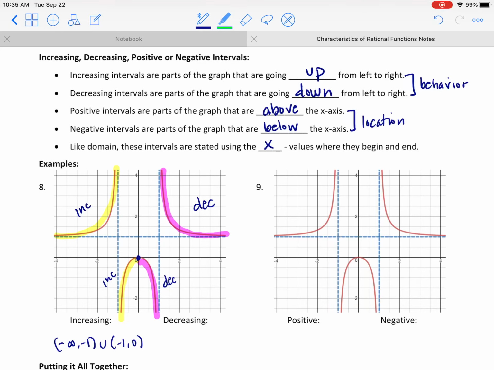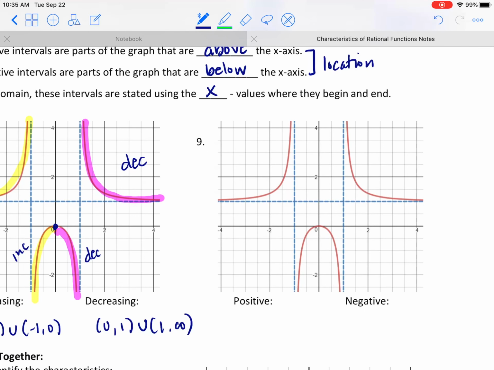Alright, now the next two pieces that are decreasing. So this first piece that's decreasing is over this interval of x values. That's from 0 to +1. And then the other decreasing portion goes with this interval of x's, which starts at 1 and goes forever toward positive infinity. So 1 to positive infinity. Okay, hopefully that makes sense.